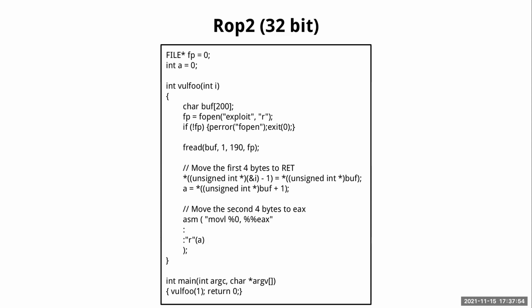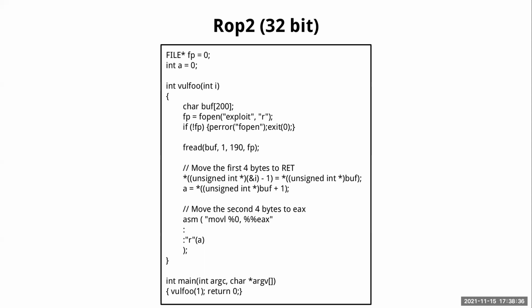I also used the global variable A here, but I don't remember why I did that. Your input can be as big as 190 bytes. The first 4 bytes will be used to override the return address of this function. The second 4 bytes will be put in the register EAX. So everything here is just to do that.